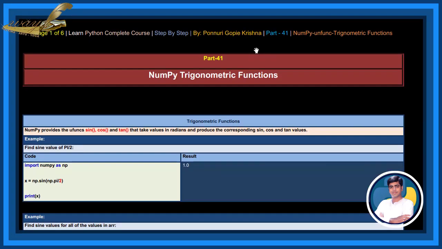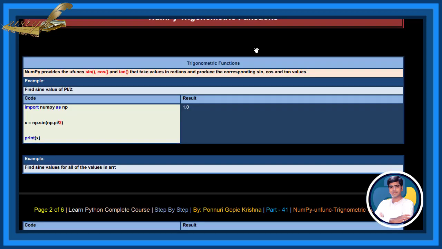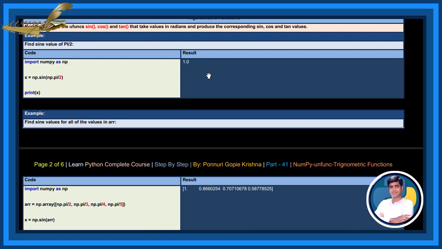In this session, let us learn about trigonometric functions. NumPy provides the ufuncs sin, cos and tan that can take values in radians and produce the corresponding sin, cos and tan values. See the example: find the sin value of pi by 2. See, by executing this code, the result is 1.0.